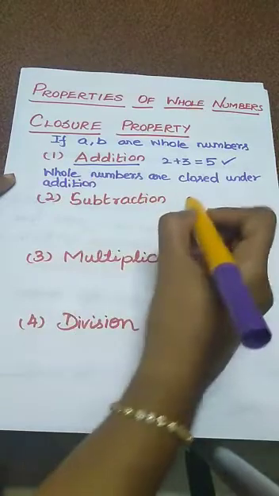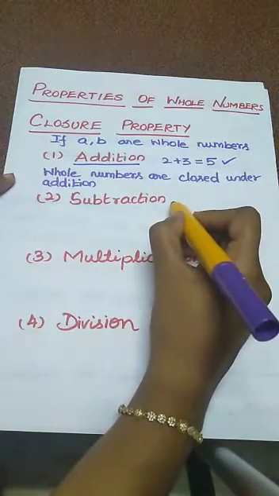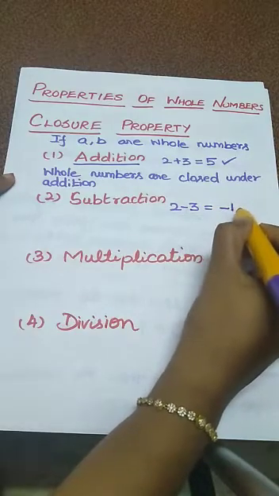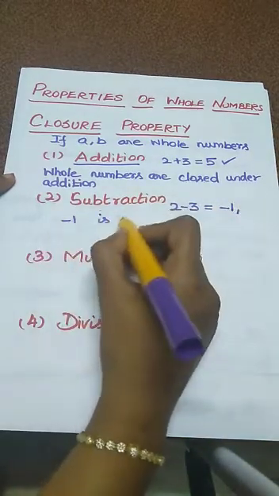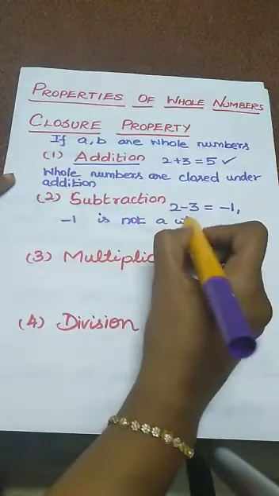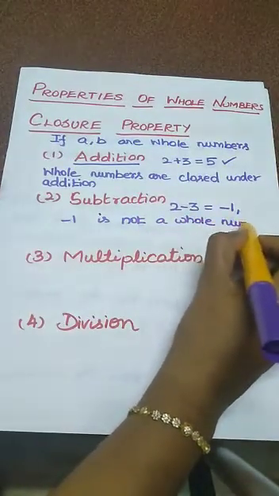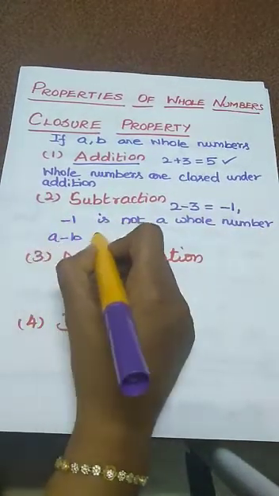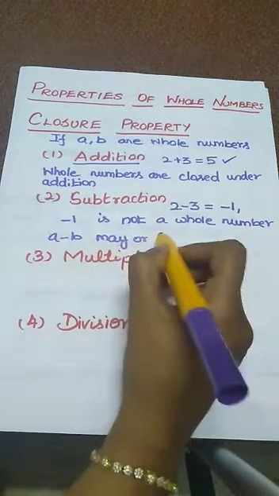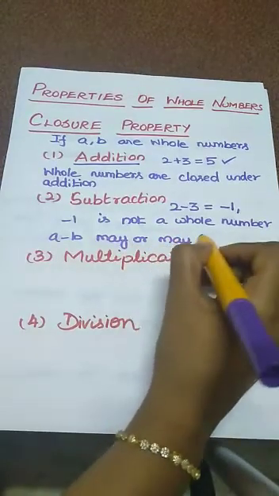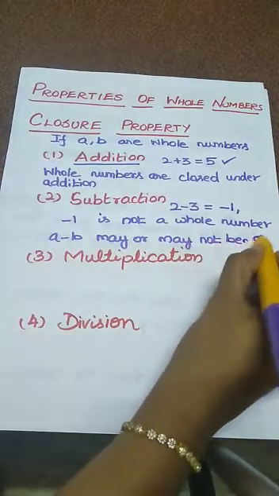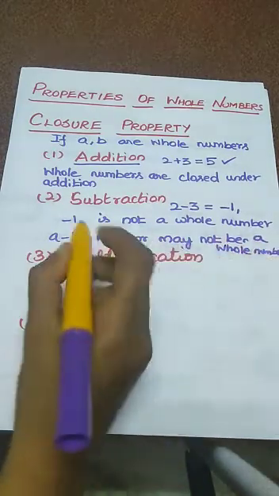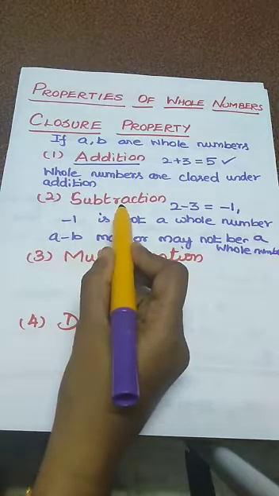Next one, subtraction. Actually, we use the same example here also. 2 minus 3. What is the answer? Minus 1. But minus 1 is not a whole number. So A minus B may or may not be a whole number. So the closure property is not true in subtraction.